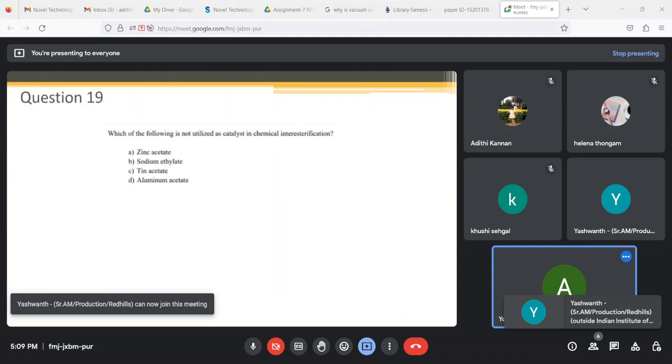So question 19. Which of the following is not utilized as a catalyst in chemical interesterification process? Again, as I mentioned, interesterification is the process in which you will keep the glycerol backbone the same in the triglycerides, but you will swap or change the functional groups, the R groups that are present as your side chain.